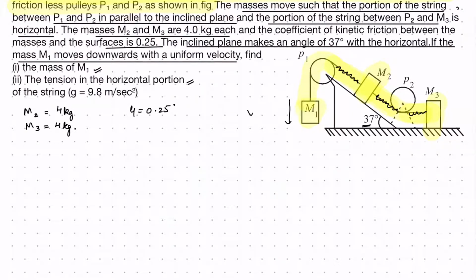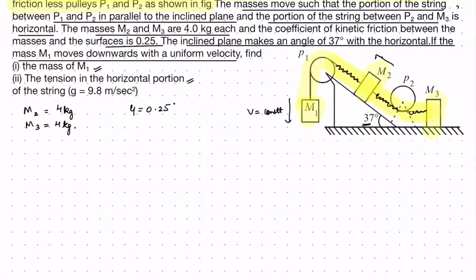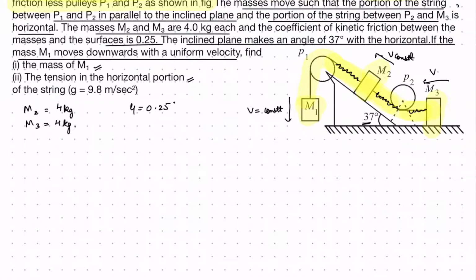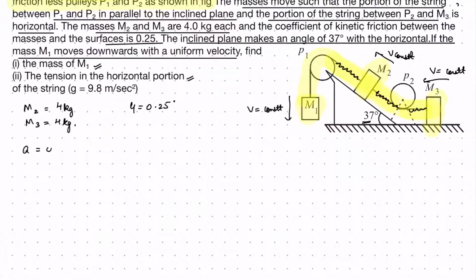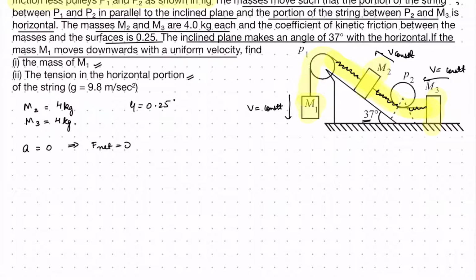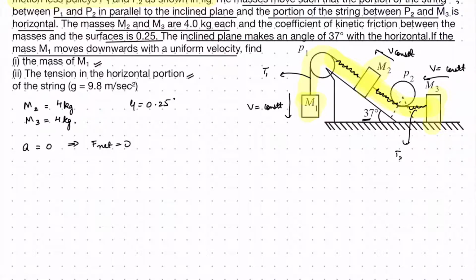See, this goes down with a constant velocity, so this would move up with constant velocity and this would move forward with a constant velocity. If velocity for everyone is constant, then acceleration for everyone would be 0. So the net force on everyone must be equal to 0. Let's say the string is tied with a tension T1 and the other string with a tension T2.